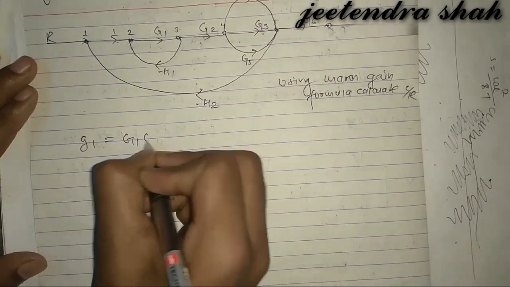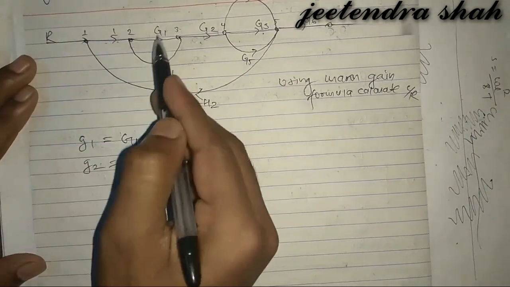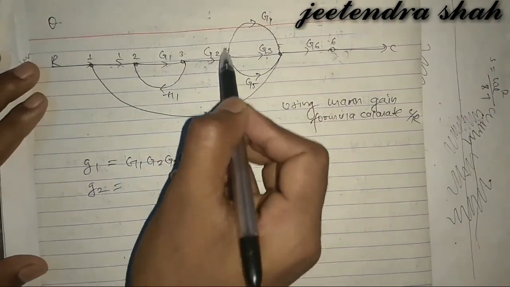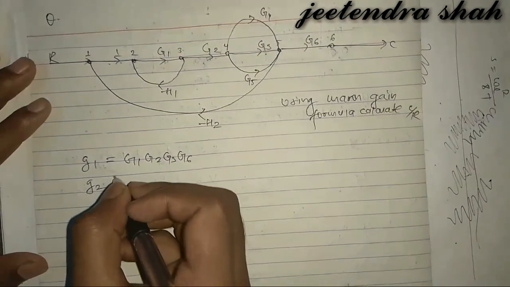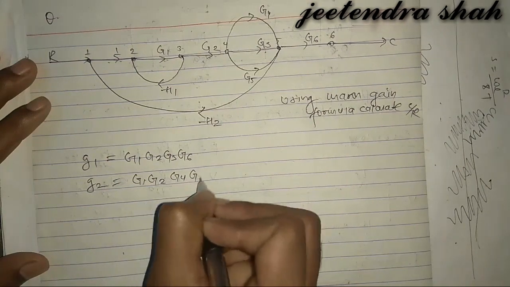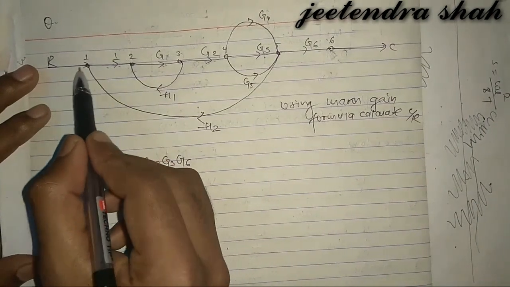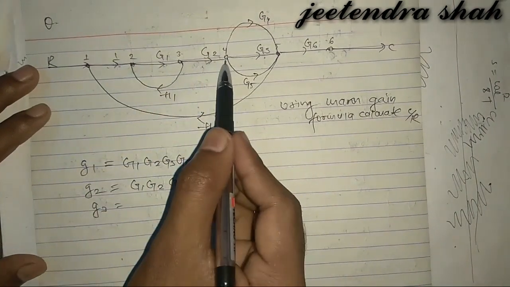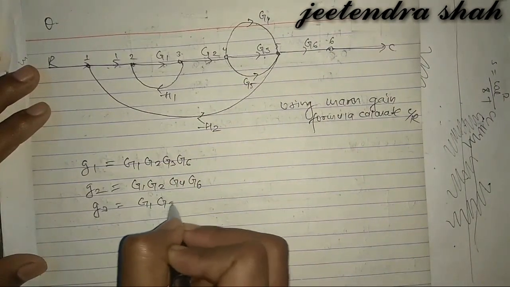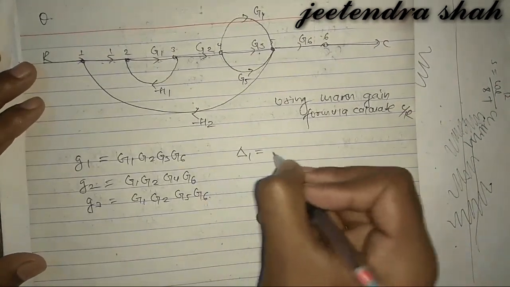So we have here G1 into G2 into G3 into G6, and G2 will have 1 into G1 into G2 into G4 into G6. We have the second forward path, G1, G2, G4 and G6, and we have the third forward path, G3, which is 1 into G1 into G2 into G5 into G6. So write here G1, G2, G5 and G6.